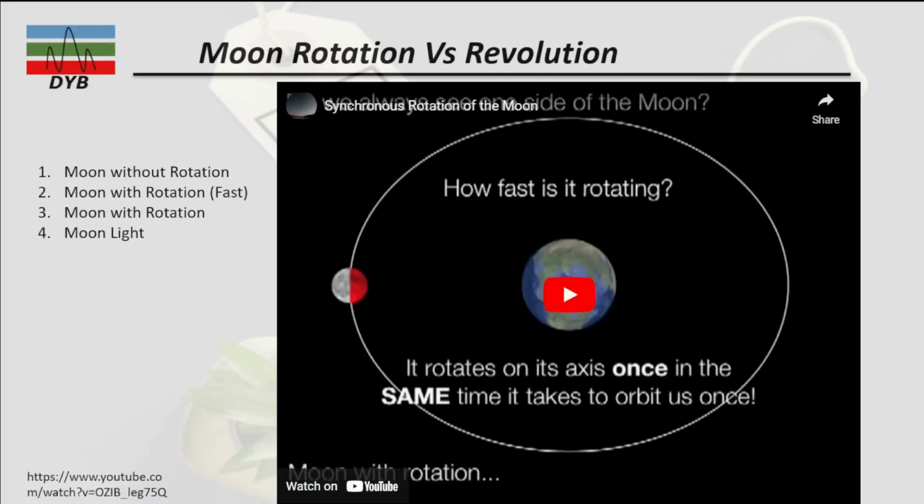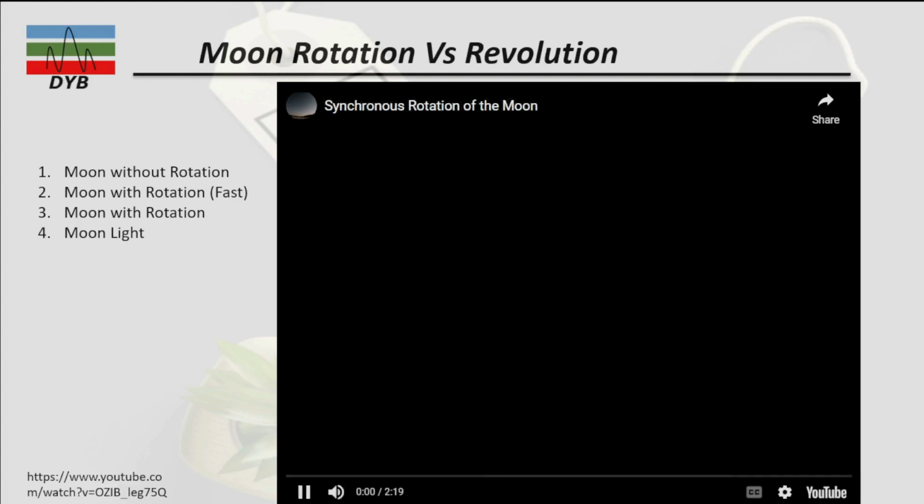So this is a small video which is going to show you about the moon's rotation and revolution. I am presenting four cases here. The first one is the moon without rotation. The second is the moon with rotation, but a bit faster. The third case is the moon with the exact rotation which the moon has. And the fourth one is the moonlight, how the light comes from the sun onto the moon. So let's start with the first case.